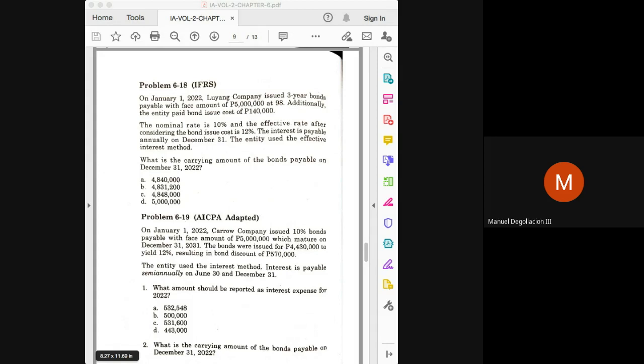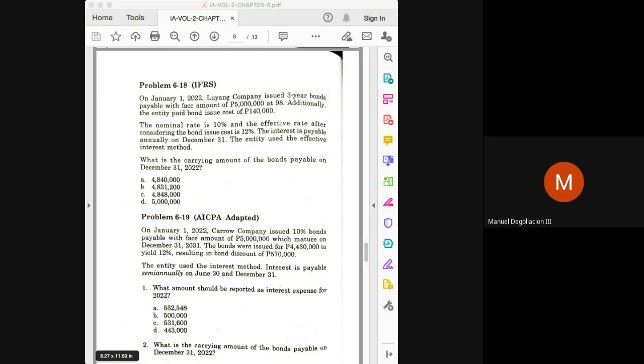How do we solve for the carrying amount of the bonds? That is the face value minus the remaining discount or the unamortized discount, net of the bond issue cost: 5 million minus the 168,800 we solved earlier. The carrying amount after 1 year would be 4,831,200, and that would be your Bravo.